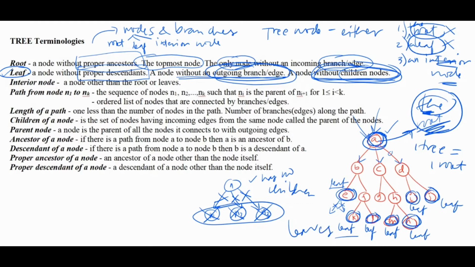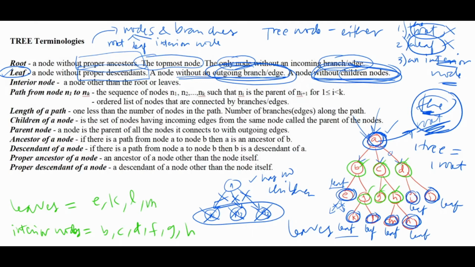So what remains are the interior nodes. So what are the interior nodes here? These are B, C, D, F, G, H. So how many interior nodes do we have? 1, 2, 3, 4, 5, 6. So we have here as interior nodes in the given tree, nodes B, C, D, F, G, and H, while the leaves are E, K, L, M, N, I, and J.